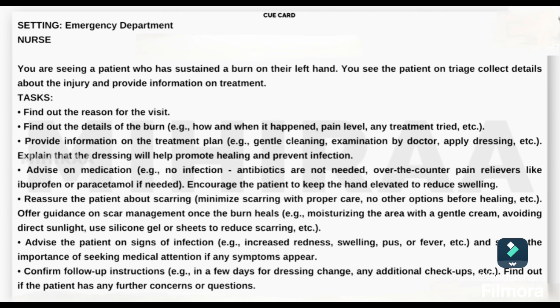So you have to sympathize there. Oh, Mr. Joseph, I'm really sorry to know that you are in severe pain. No need to worry. We will give you some medications to resolve your pain as well. Is that okay? Then, any treatment tried? Then you can ask, I would like to ask you one more thing. Have you tried any treatment at home?